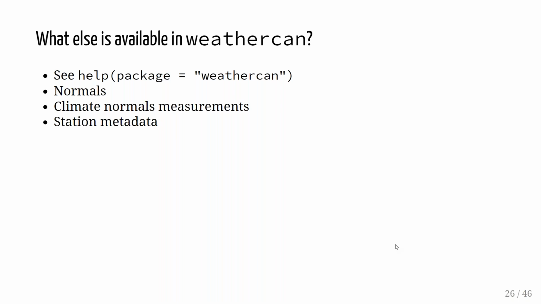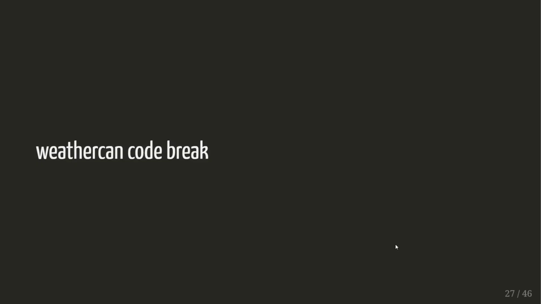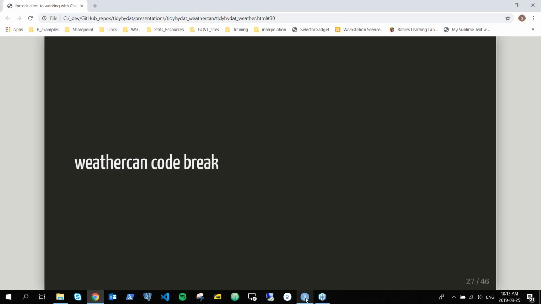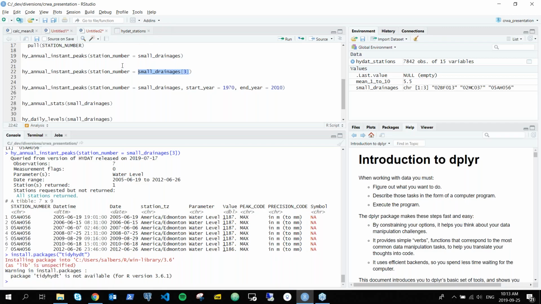And then the types of measurements that we get there. And the important thing is that it also provides the station metadata. So very similar to HIDAT, we've got a data frame that we can use to make some decisions on what types of stations we want. So let's bust out and we'll talk about WeatherCan a little bit now.